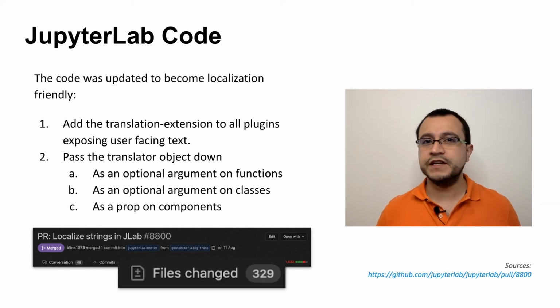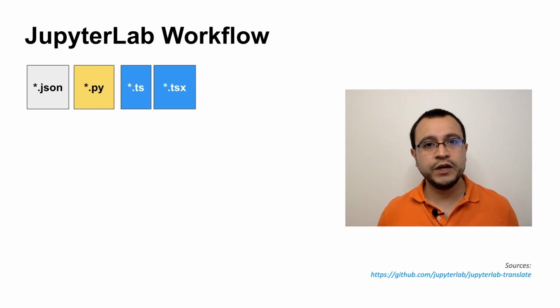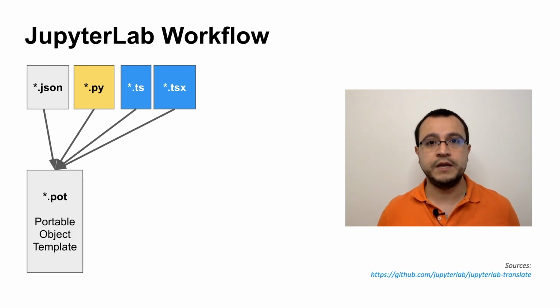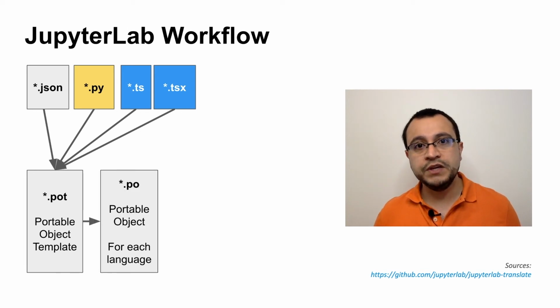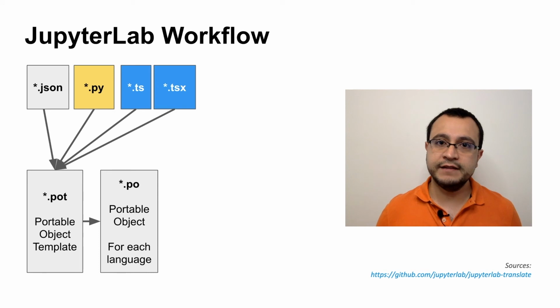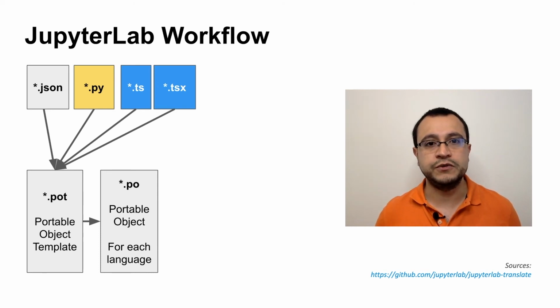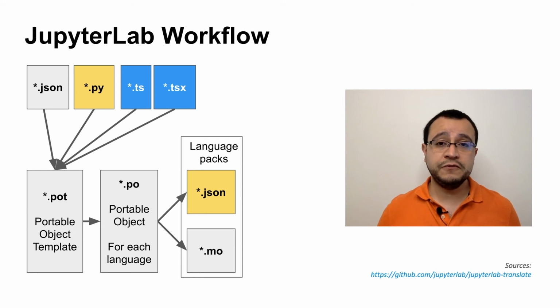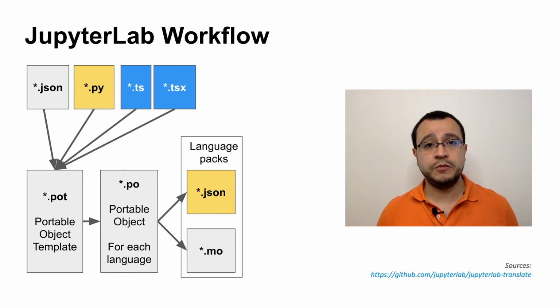Now, as promised, let's take a look at the resulting workflow. With the code adapted in Python and TypeScript files, we start by extracting the different strings into a POT file, a portable object template. From this, we go into a PO file, which is basically a catalog for the target languages that we want to use. Finally, we compile these catalogs into a JSON file and an MO file, a machine object file.